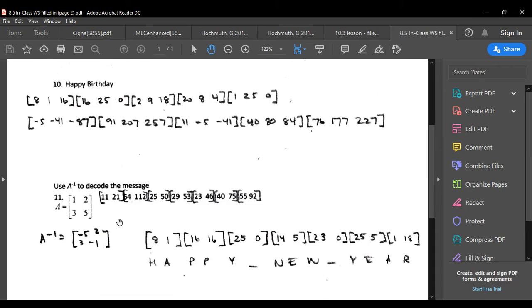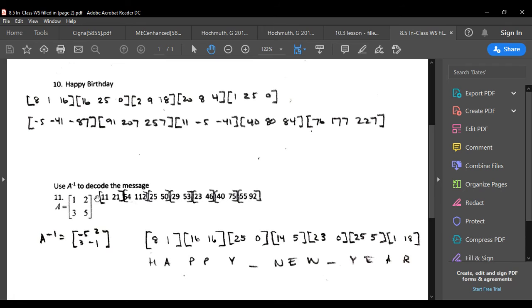All right, for number 11, it says use A inverse to decode the message. So here's the message. Here's A. I'm going to use my calculator to quickly find the inverse of it. Or I could just type in A and then multiply this against the A inverse, either way. But I could write this as a 7 by 2 matrix, multiply it against A inverse, and I would come up with this string, which turns out to say Happy New Year.